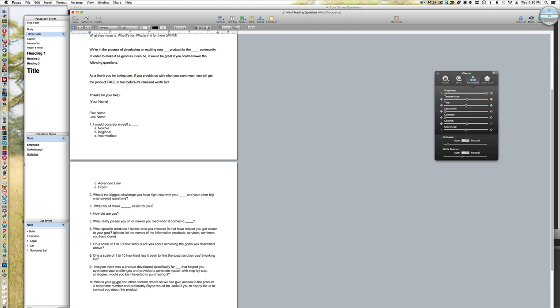Number 6 is, what specific products, books have you invested in that have helped you get closer to your goal? Please list the names of information products, services, seminars that you've done. And what we're trying to figure out there is, have they already invested in some kind of help for the problem that they're trying to solve right now? That's going to let us know if they're potential buyers. And number 7 is, on a scale of 1 to 10, how serious are you about achieving the goals you described above? Number 8 is, on a scale of 1 to 10, how hard has it been to find the exact solution you're looking for?